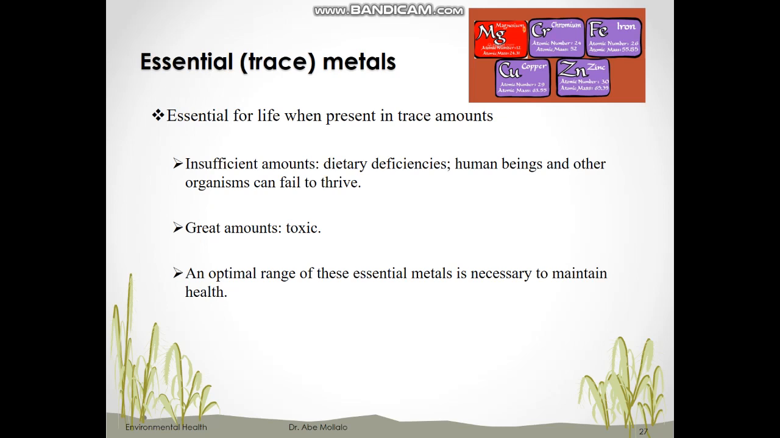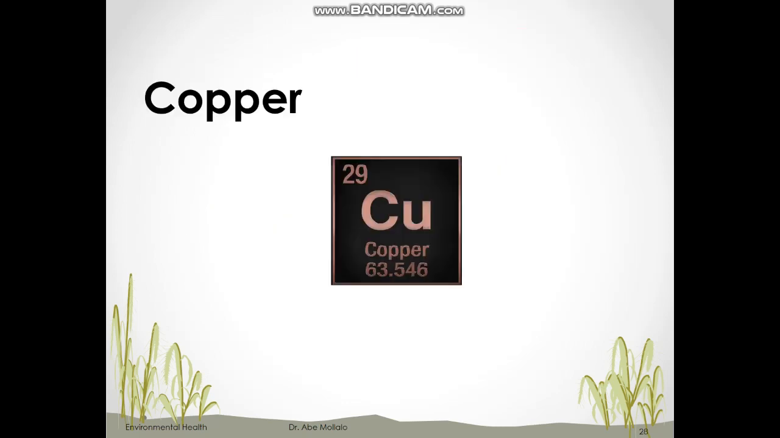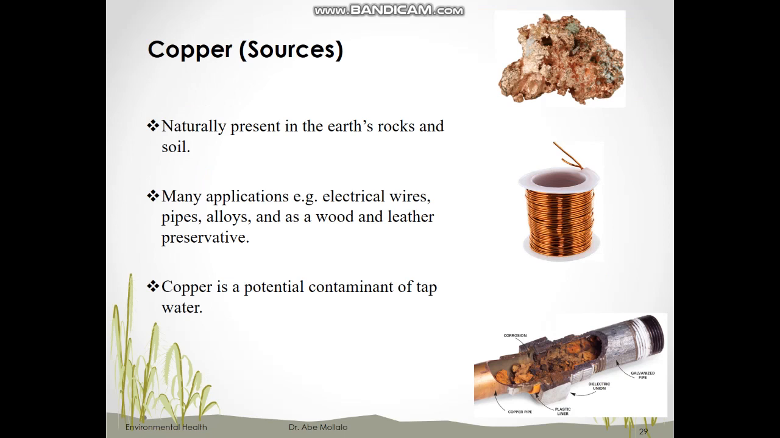Let's talk about important trace metals such as copper, zinc, and iron. The first one is copper. Copper is an essential metal for our health in a trace amount, and it naturally exists in soil and rock. Some examples of application of this reddish metal are electric wires, pipes, and alloys when combined with other metals. It is also used as wood and leather preservatives and is a potential contaminant for tap water, because when tap water stands in copper pipes for a long time or overnight, a small amount of copper can leach into water and cause elevated copper level.